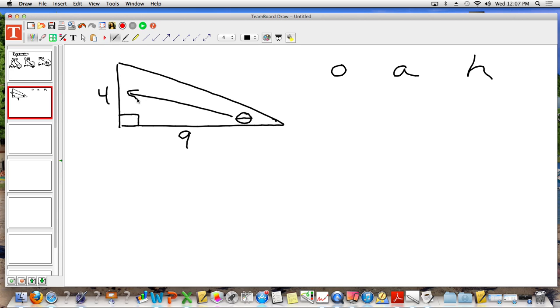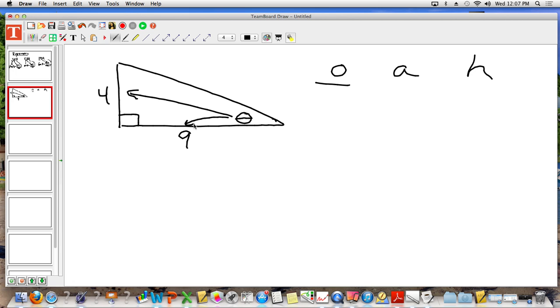It should be opposite. Now, why is it not the hypotenuse? What is the hypotenuse? The hypotenuse is always the longest side. It is also always the side that is directly across from the 90-degree angle. So this is not the hypotenuse. The 4 over here is opposite. So I'm going to underline the O because I know I have an O. I also have the 9.